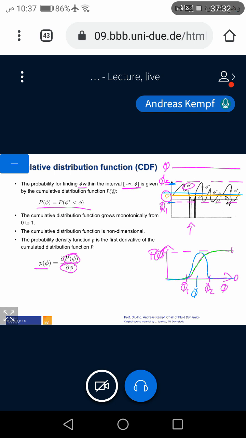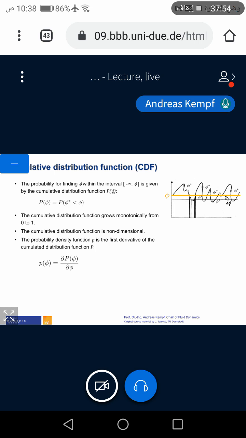Okay, so this was the introduction of the cumulative distribution function, CDF, and the probability density function, PDF. These quantities are probably new to most of you. You have to think a little bit about them, but overall the concepts are not very difficult. You can also consider this slide as a slightly more formal definition of the probability density function. Questions?